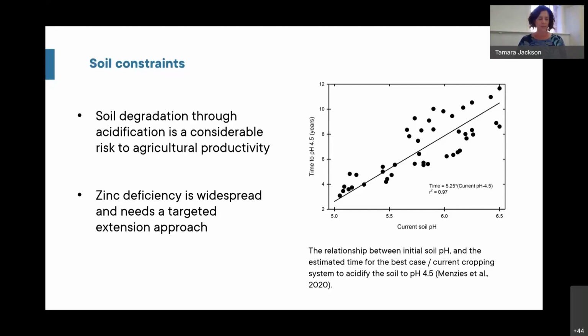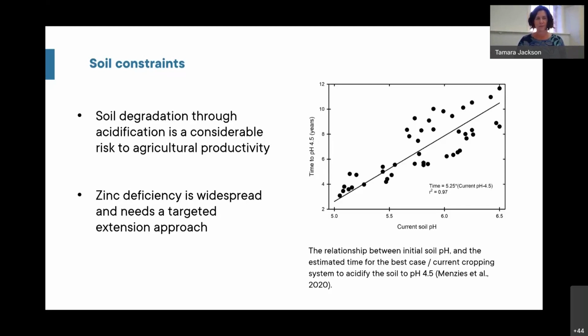The other major issue across the EGP is zinc deficiency, which the part of their study was really just in confirming that it is widespread and it really just needs a targeted extension approach. So there are some existing and then potential constraints that need to be monitored in terms of soils.